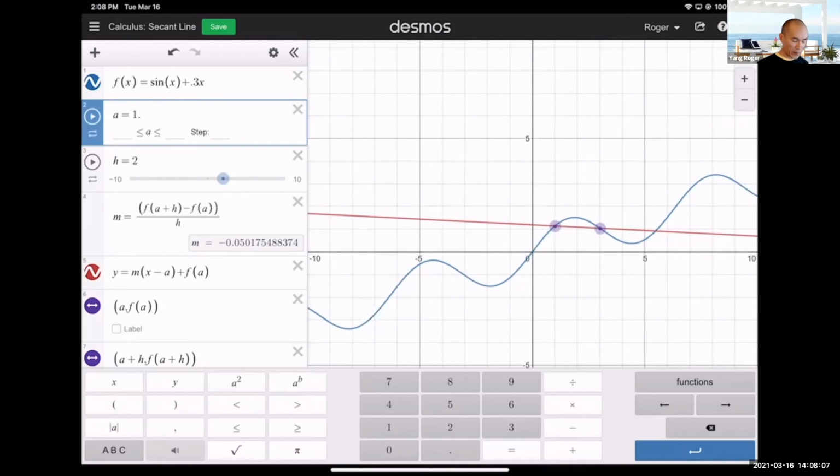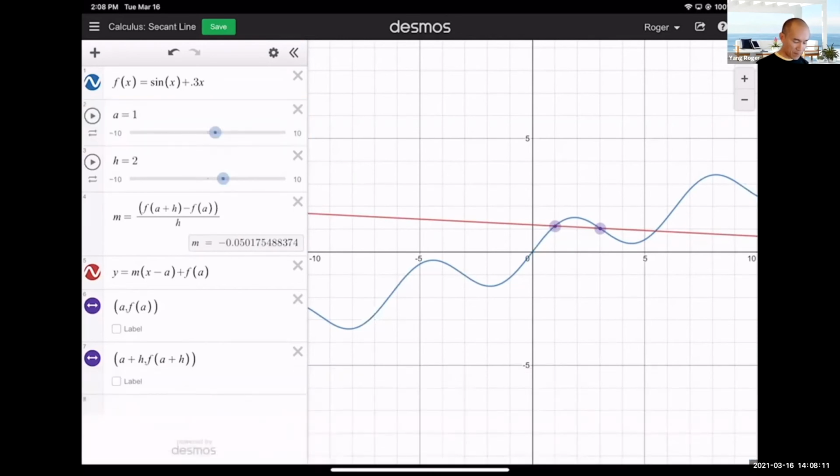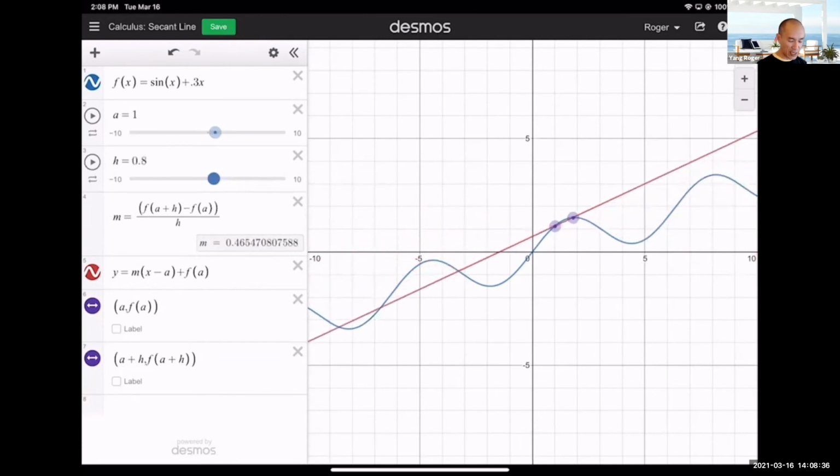Okay. Then this is the slope of our secant line. This H slider is the amount that we're adding. So if you look on the line below the H slider, that's our definition of the derivative. And what happens is as we move the H closer and closer to our A, our secant line becomes closer and closer to the tangent line.